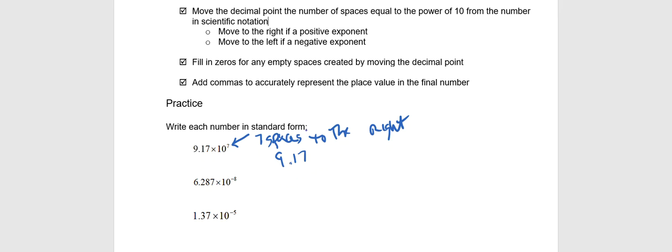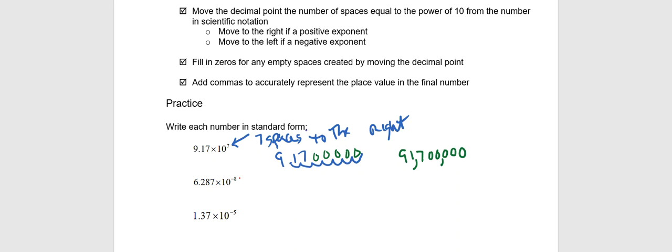So my 9.17, when I move my decimal point, I'll go 1, 2, 3, 4, 5, 6, 7. I'm going to fill my empty spaces in with zeros. There are 5 empty spaces, so there are 5 zeros. And then I can rewrite my number with the appropriate commas. So 9.17 times 10 to the 7th is 91,700,000.